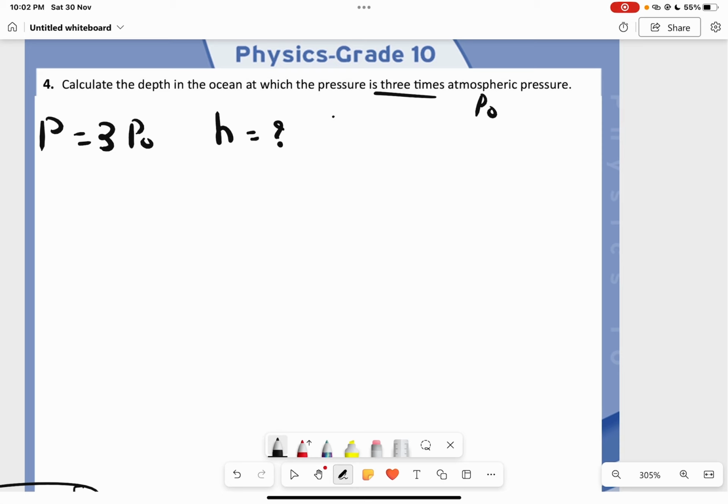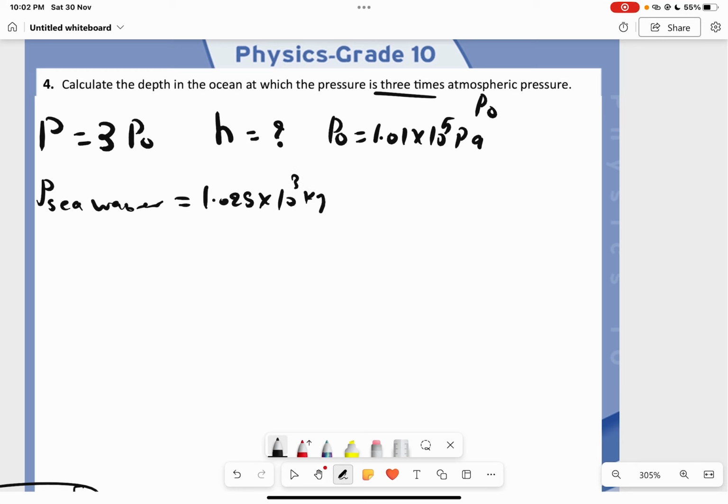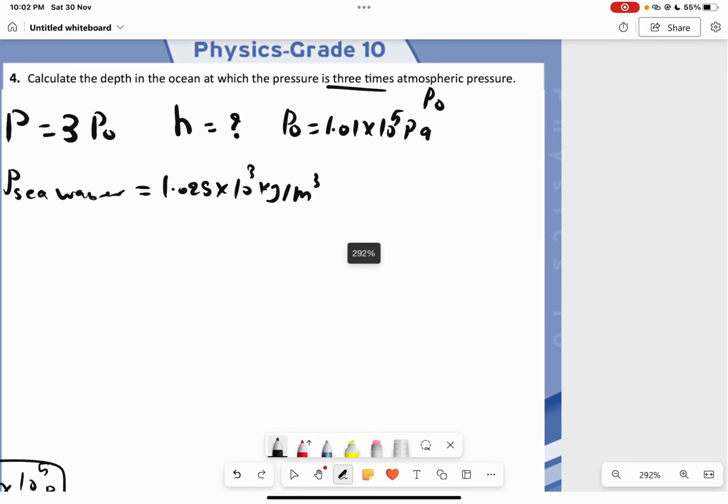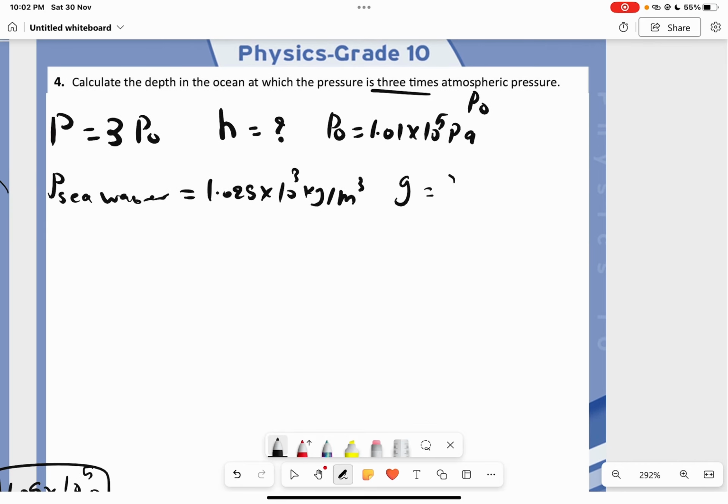Now guys, as you know, atmospheric pressure is equal to 1.01 times 10 to the power of 5 Pascal. You have the density of water, the density of seawater, which is equal to 1.025 times 10 to the power of 3 kilogram per cubic meter. And you have gravity too. Gravity, as usual, is 9.81 meter per square second.